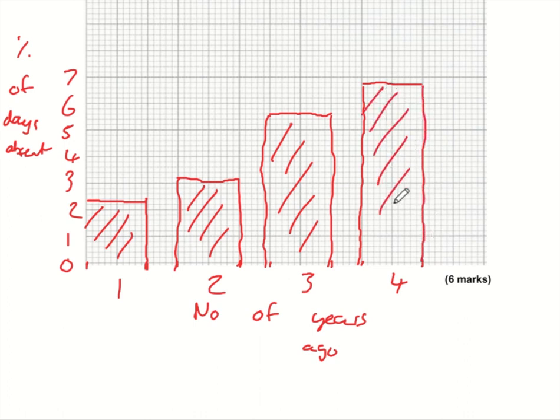So just a couple of things to watch out for. Make sure that your axes are labelled. If you're doing a bar graph, make sure that the bars are all equal widths. Make sure that the width in between them is the same. And yeah, that's about it really.